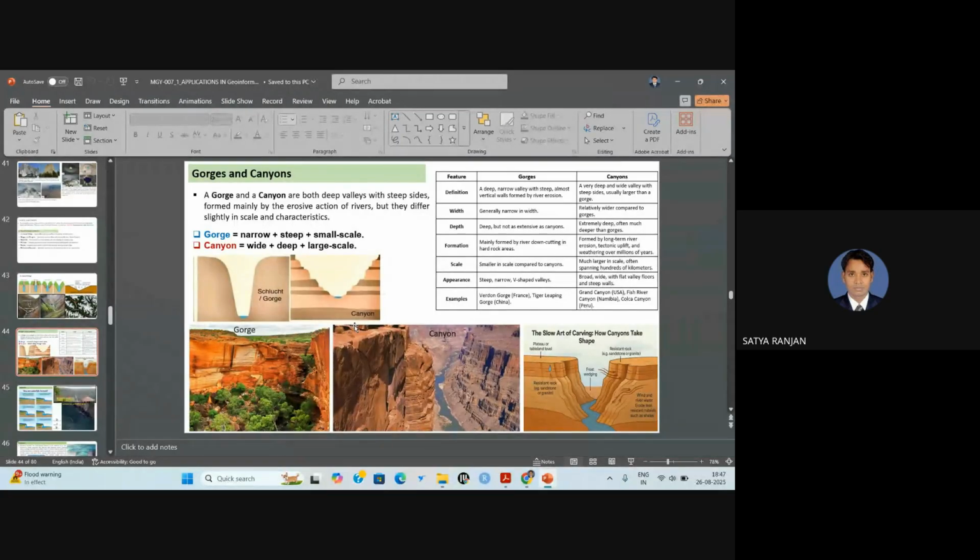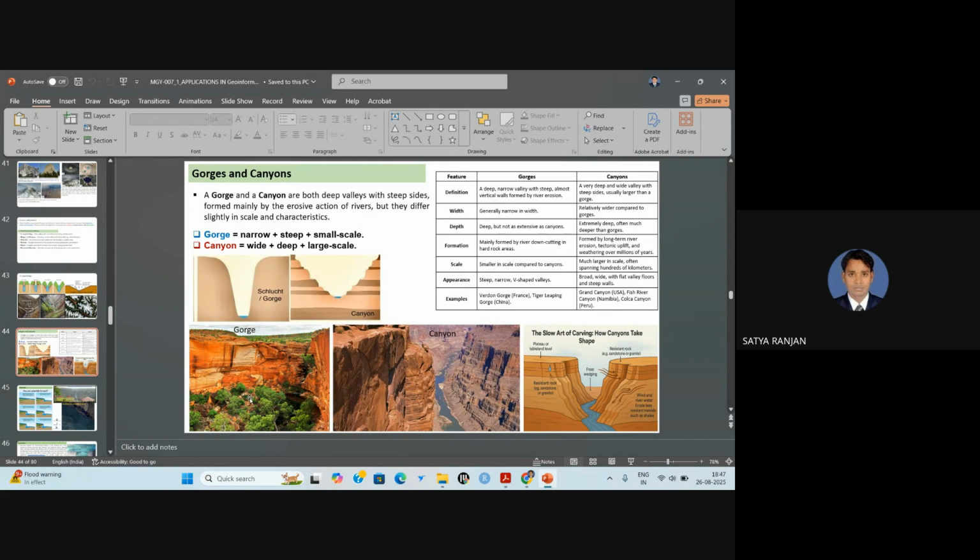Then we also find some gorges and canyons. Gorges and canyons are very similar, because both have deep valleys and steep sides, both due to the presence of a river, and they are slightly different in scale and characteristics. Generally gorges are narrow, steep and small scale. They are not widely spread, but canyons are wide, deep and large scale. This is the major difference between the gorge and canyon.